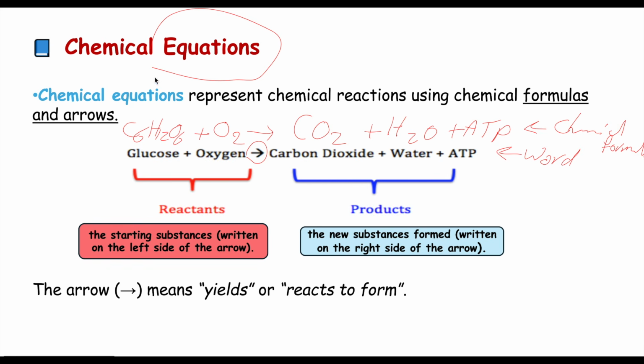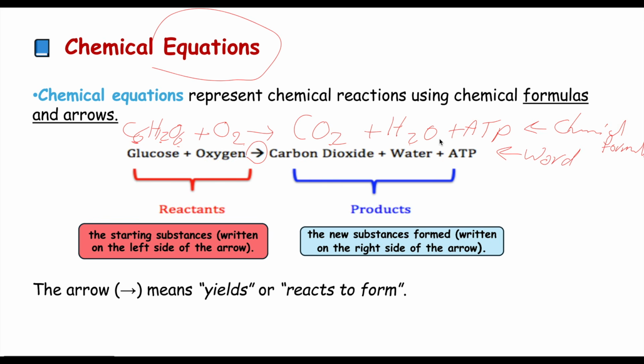Another thing, can you see these small numbers down beside each element? These tiny numbers we call subscripts, representing the number of atoms of that element. For example, this 2 means we have 2 atoms of hydrogen. What about oxygen? Nothing beside it, so it's only 1.